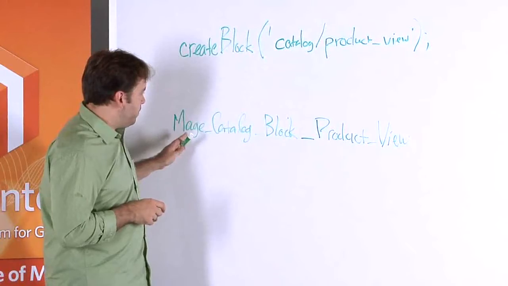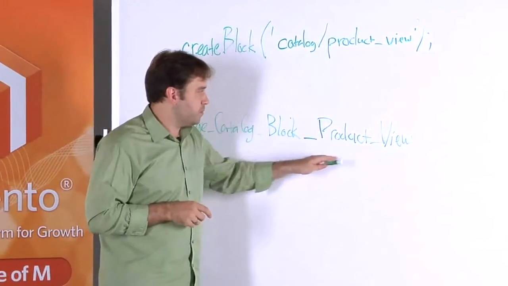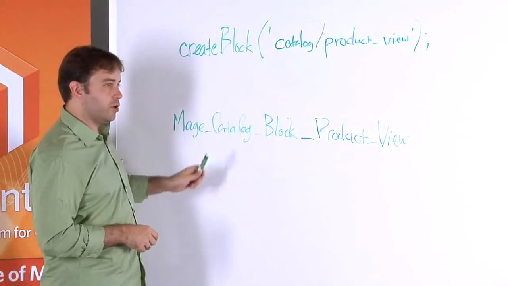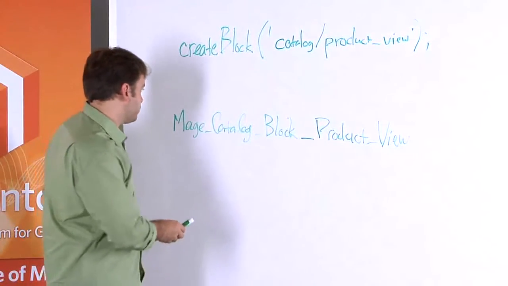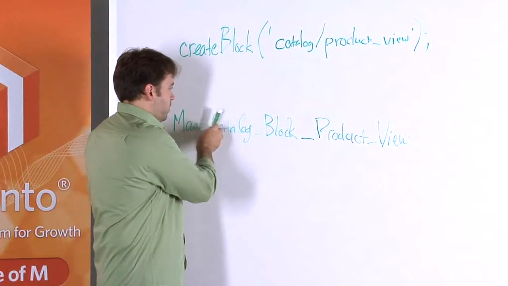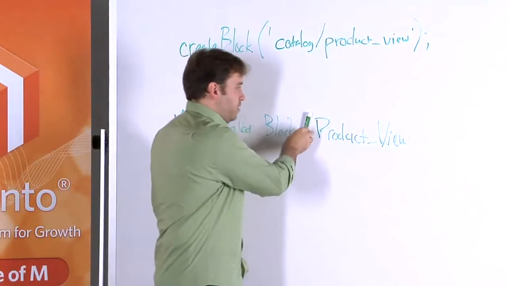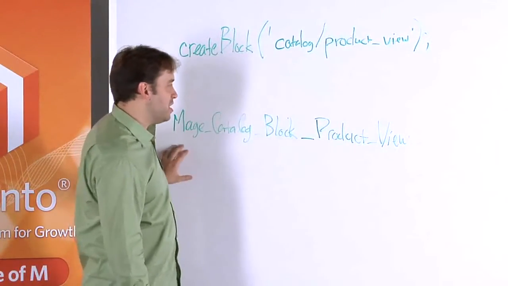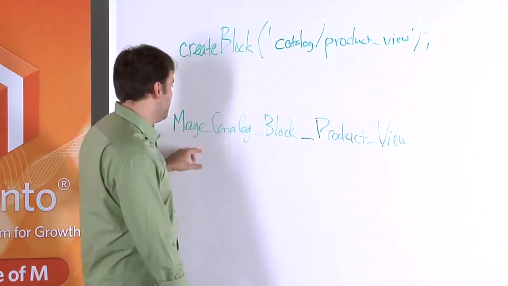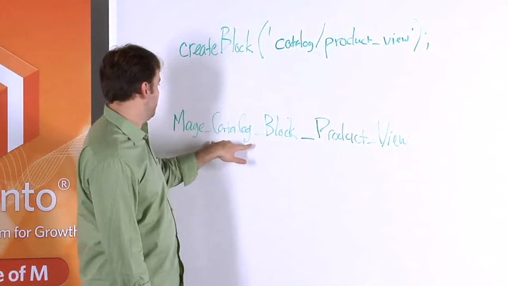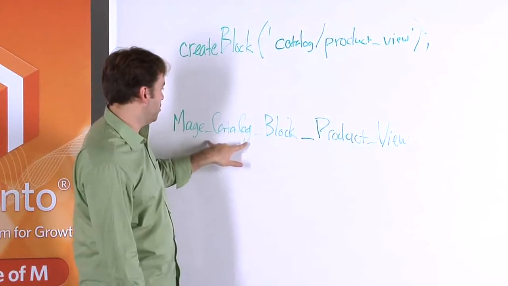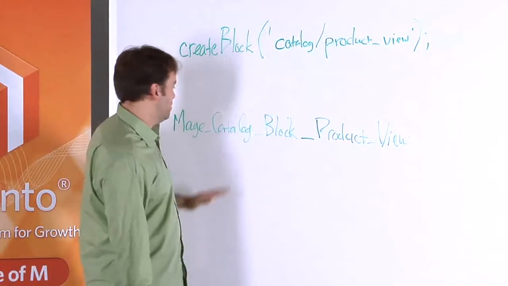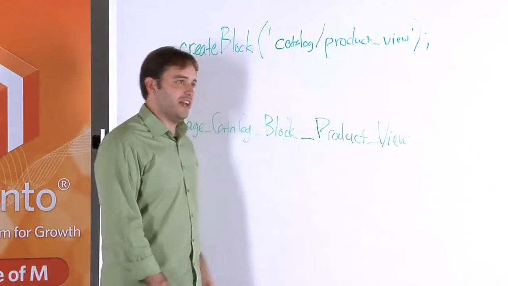But Mage catalog block product view ends up getting passed to the autoloader. That's Varien autoload class. And these underscores get converted to spaces. So this whole thing is lowercase. These things get converted to spaces. This one would be all lowercase. Then we run ucwords, add slashes here, and that's our file path.